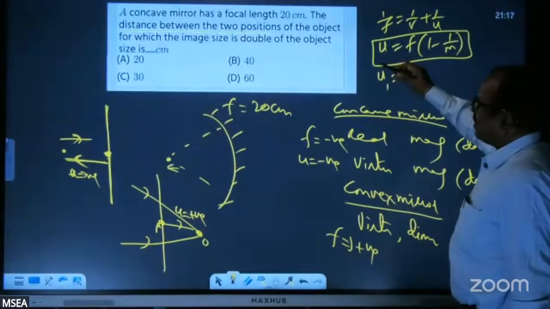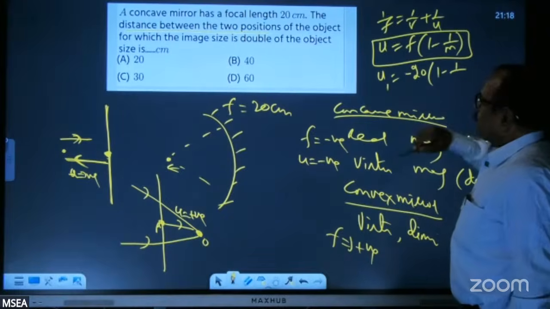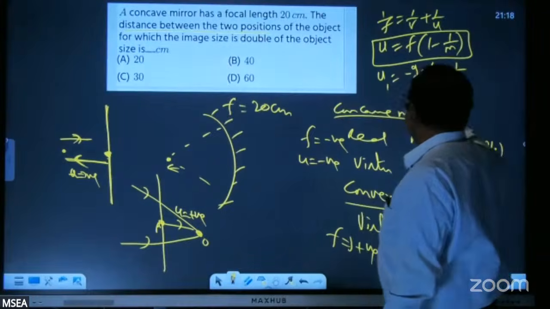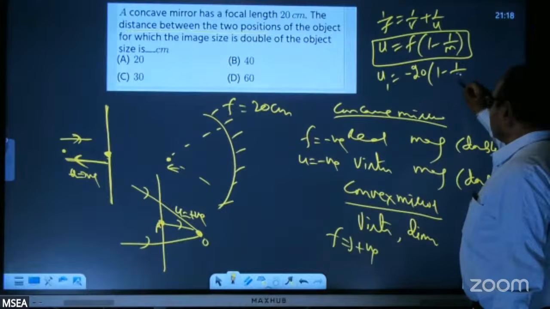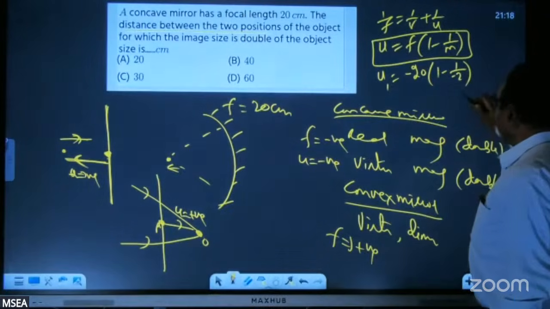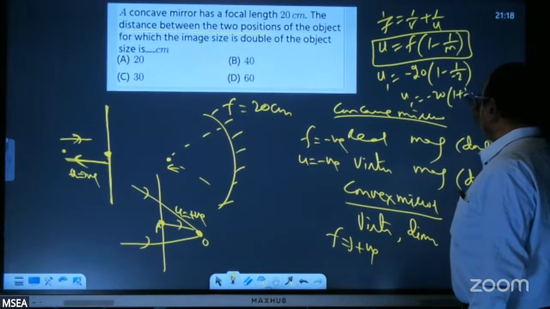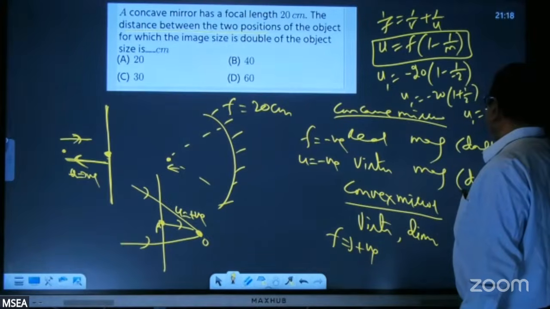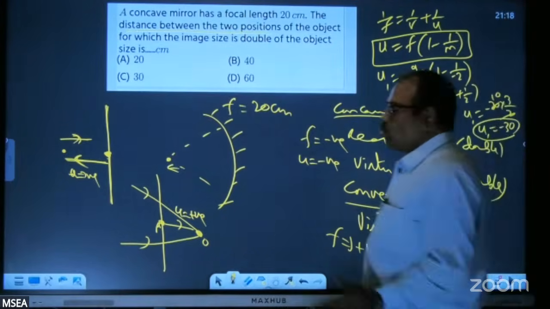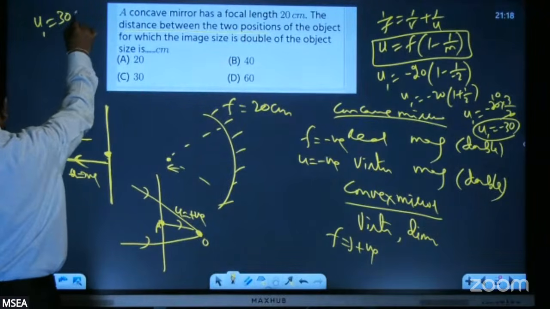So u1 is equal to the focal length of the concave mirror, minus 20, into (1 minus 1 by m). Let us take magnification double the size of the object. First I take the real image. As a real image is inverted, we take magnification as minus 2. Then u1 is equal to minus 20 into (1 plus 1 by 2), which is minus 20 into 3 by 2, so u1 is equal to minus 30. Minus shows it is in front of the mirror. So one position of the object is 30 centimeters.